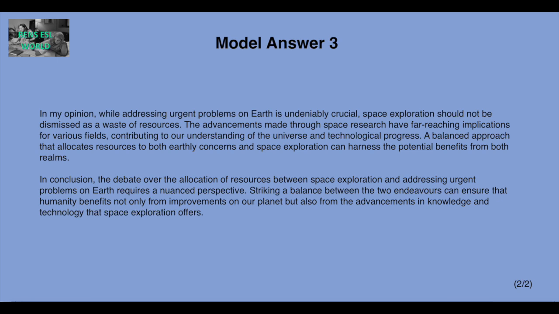realms. In conclusion, the debate over the allocation of resources between space exploration and addressing urgent problems on Earth requires a nuanced perspective. Striking a balance between the two endeavors can ensure that humanity benefits not only from improvements on our planet but also from the advancements in knowledge and technology that space exploration offers.